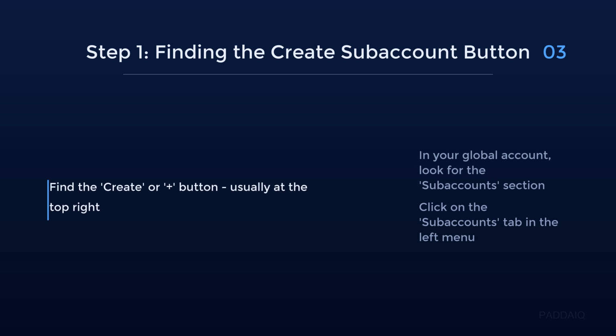Find the Create or Plus button, usually at the top right. This is the standard location in most interfaces to start making something new. For instance, like clicking Compose in your email to begin a new message. This action is your first step to creating your subaccount.